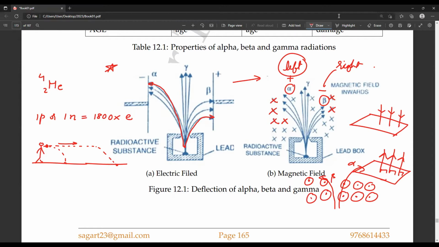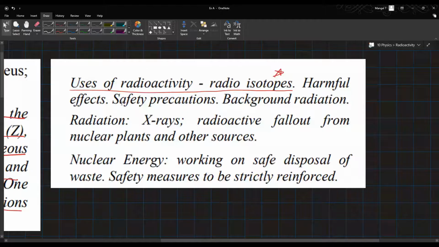Okay, so what are we left to do? We have to see, that is what we will do in our next class, the harmful effects of radioactive isotopes, what safety precautions we need to take, what is background radiation. Okay, so this whole thing we will do, and there are some easy equations based on alpha, beta, and gamma that we will do, and we have to start with the chapter sound. So this is what we will do when we meet next Friday.